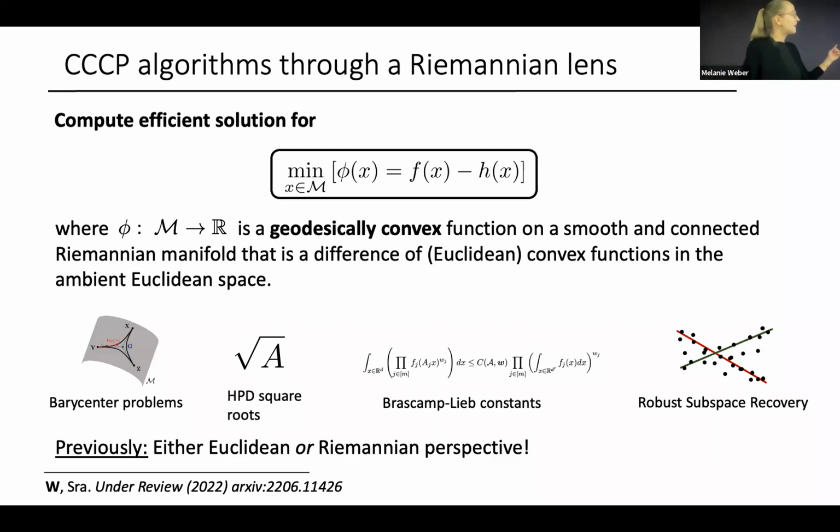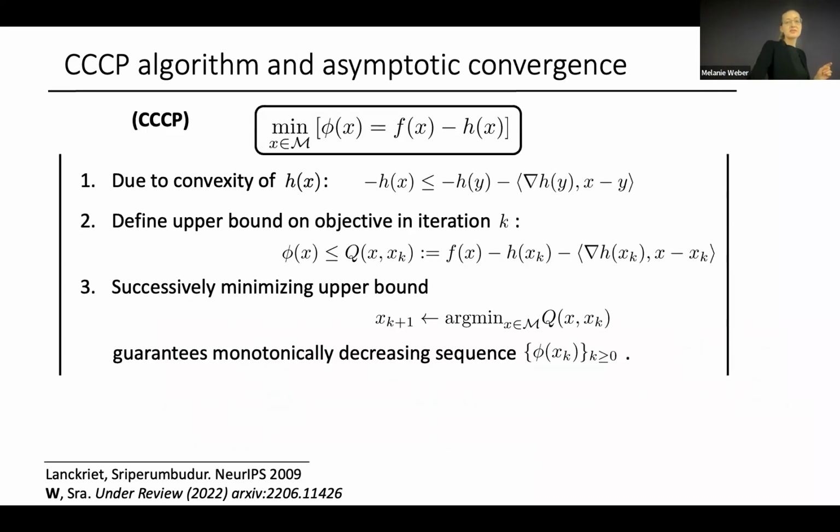So a classic algorithm for solving this type of difference of convex functions are CCCP algorithms. So this stands for convex concave procedure. And the idea is very simple.